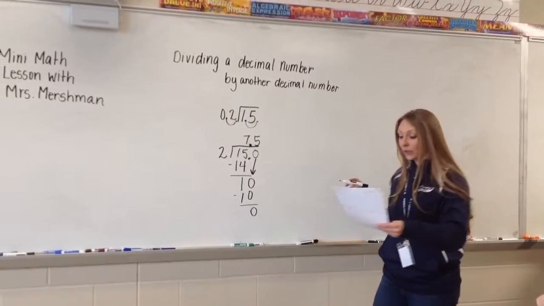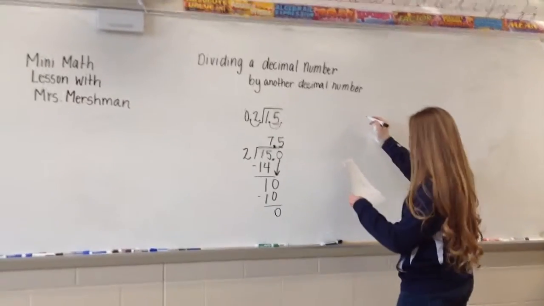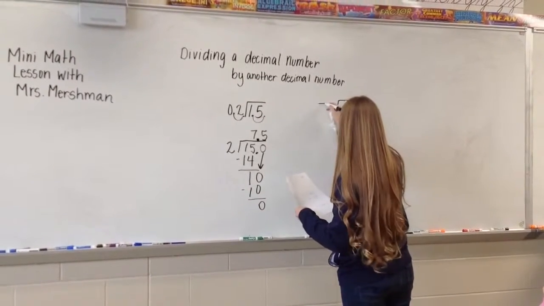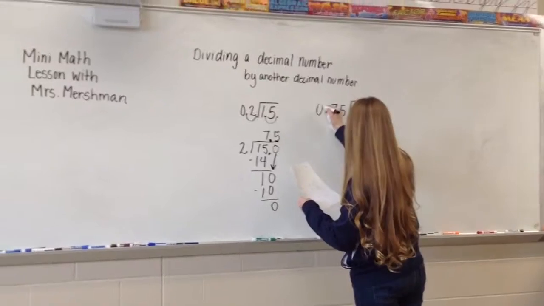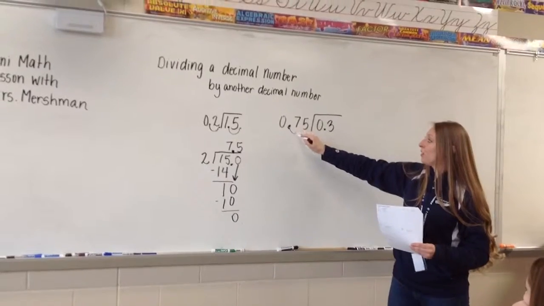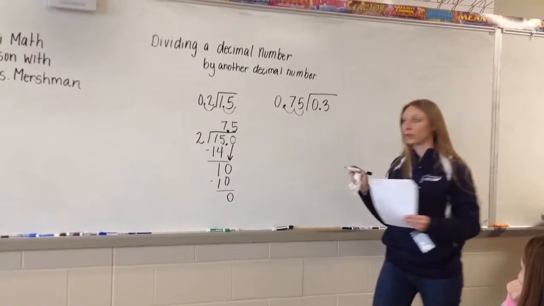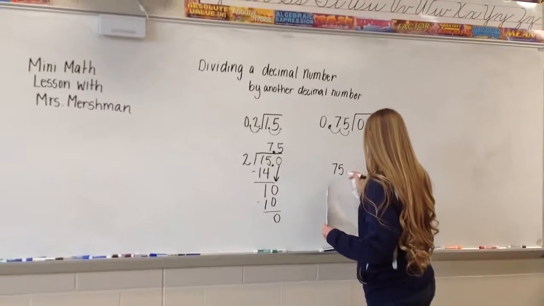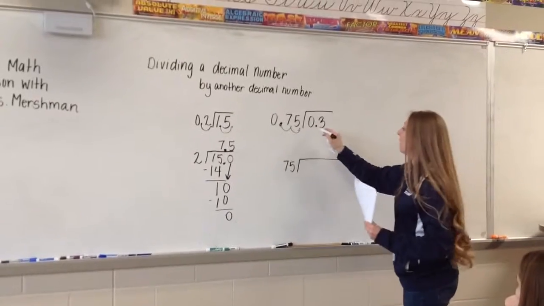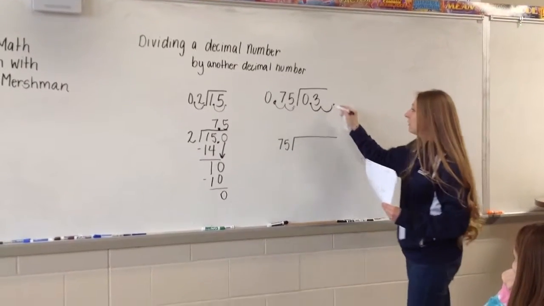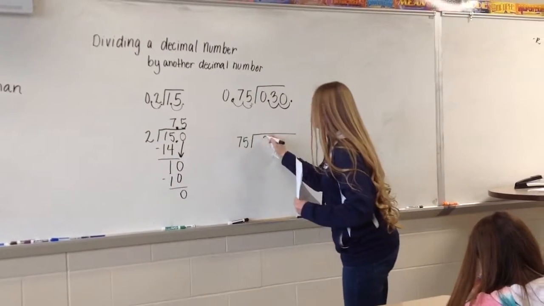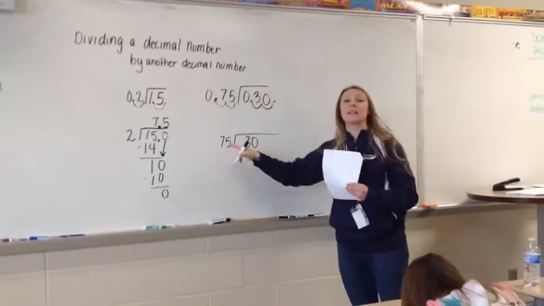In example 4 on your worksheet, you have 3/10 divided by 75 hundredths. So in this example, I have to move my decimal point 2 spaces to create a whole number of 75. Since I moved the decimal point 2 spaces in my divisor, I have to move it 2 spaces in my dividend, which would actually create 30. So what I'm going to do is take 30 and divide it up by 75.